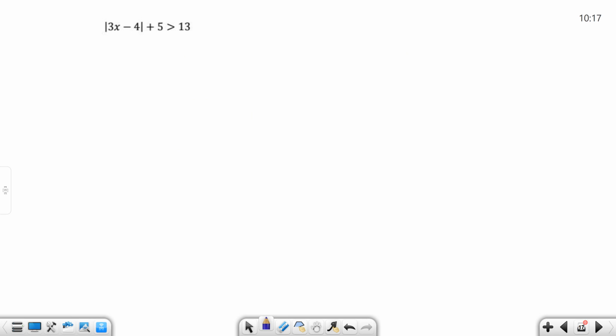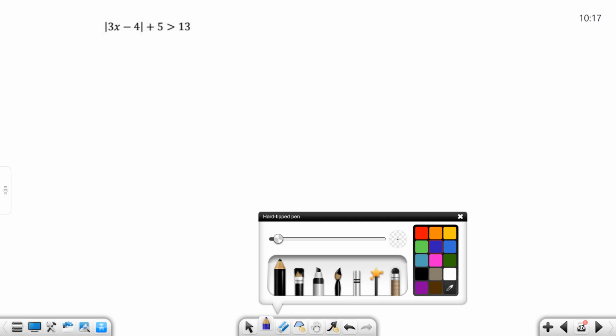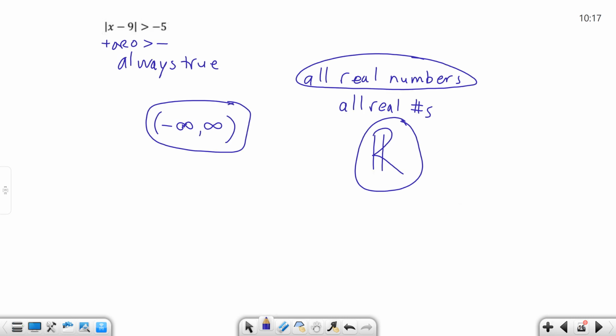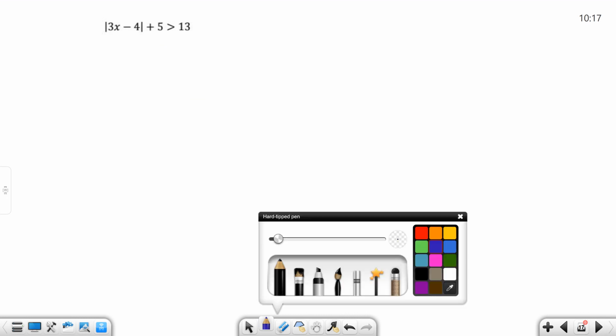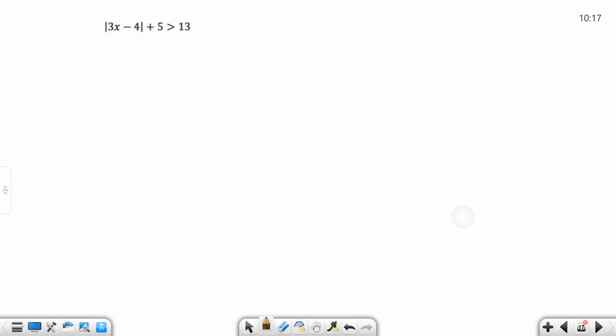So here, absolute value of 3x minus 4, plus 5, greater than 13. So here's the deal with this, okay? You need to be sure that the absolute value is by itself. If the absolute value is not by itself, it's no good. So I've got to take this and move it over. How do I do that? I've got to subtract 5. So absolute value of 3x minus 4, still an absolute value, haven't dealt with that yet, is greater than what? 8. 13 minus 5 is 8.